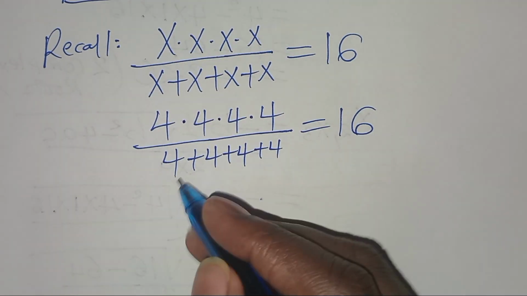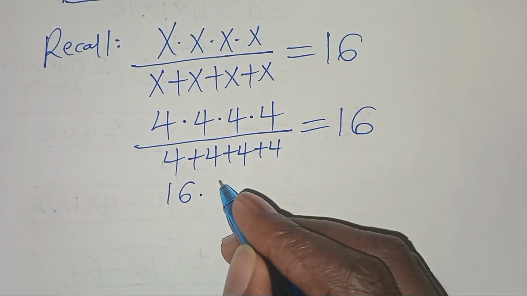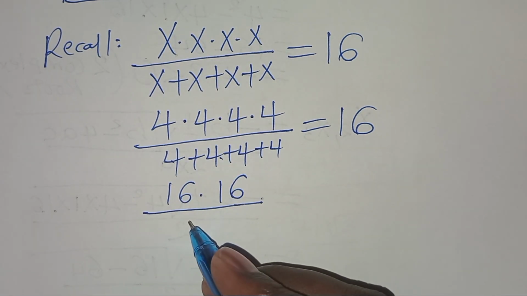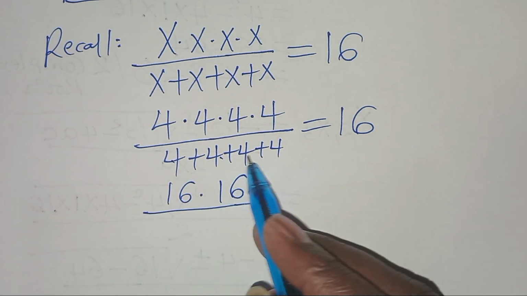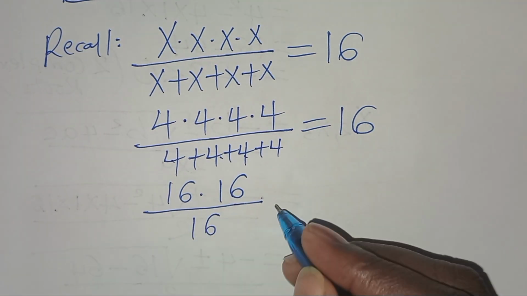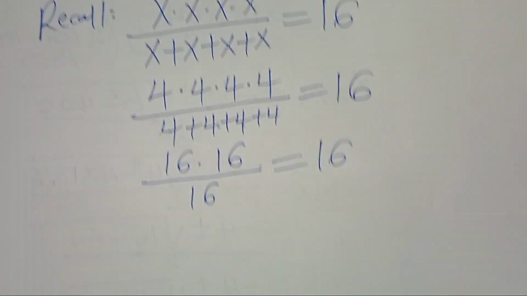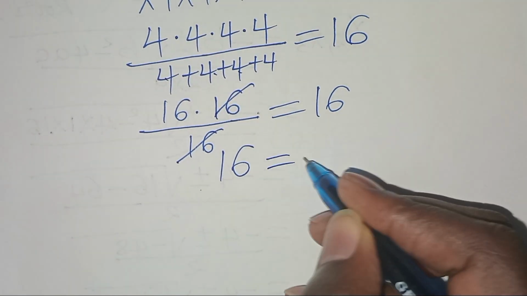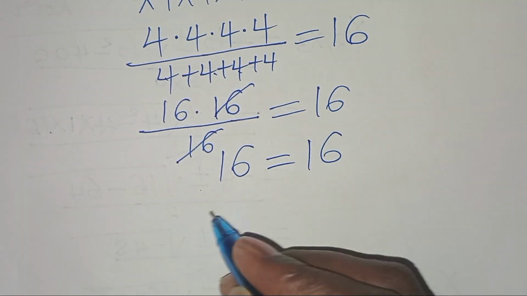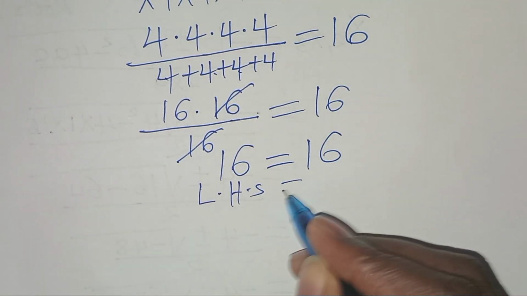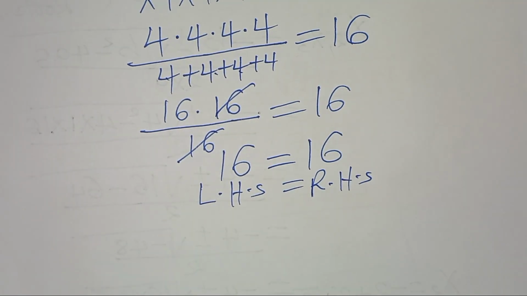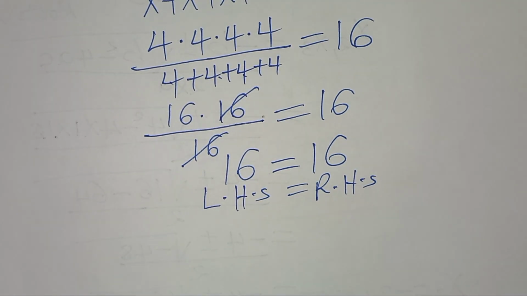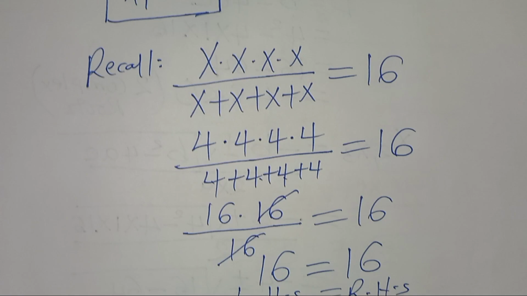Now 4 times 4 here, this is 16, times 4 times 4, which is also 16, divided by 4 plus 4, which is actually equal to 8, and 8 plus 4, 12, plus 4, 16. This is equal to 16. So you can simplify here, and that shows that 16 on the left-hand side is equal to 16 on the right-hand side. Okay? And that affirms that we have 3 solutions to this math problem. That is 2 complex solutions and only one real solution, which is x1 equal to 4.